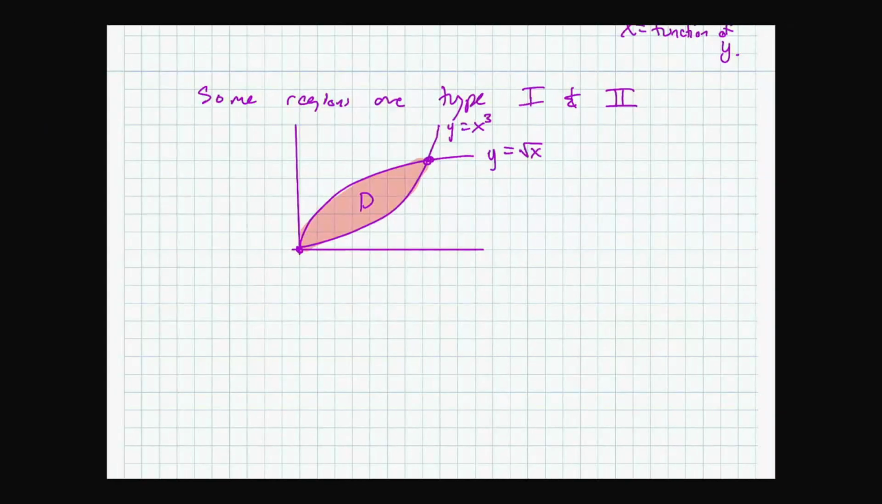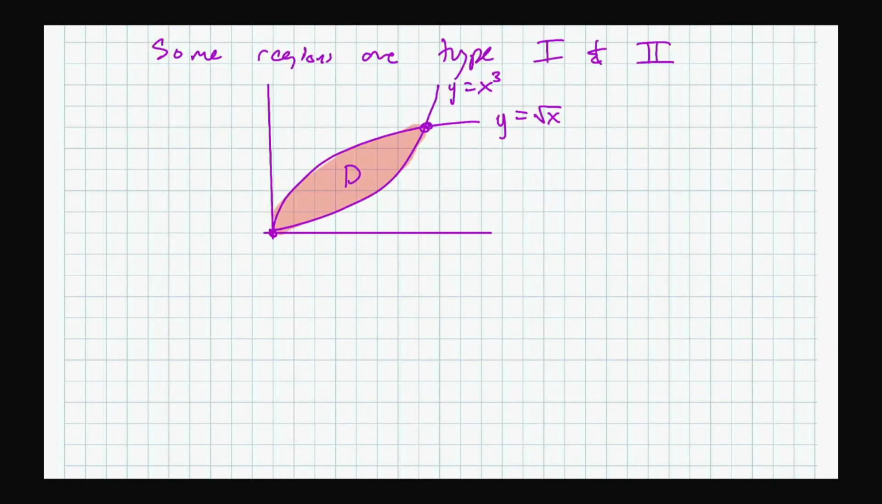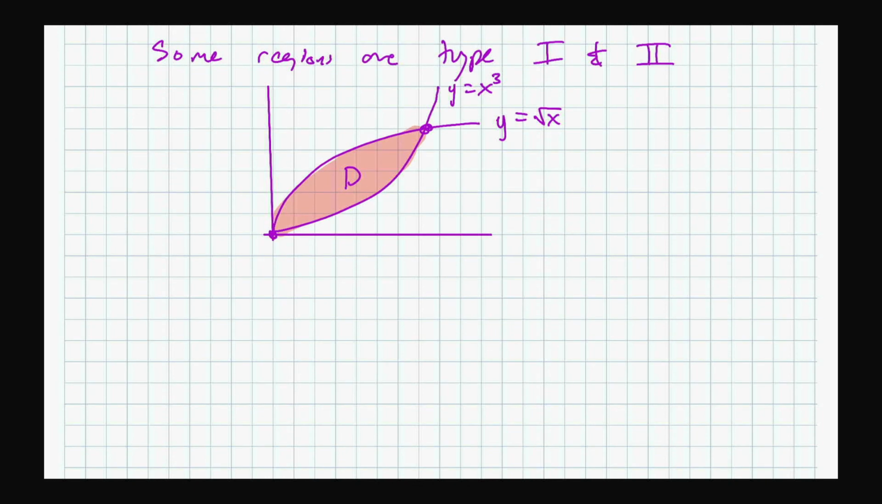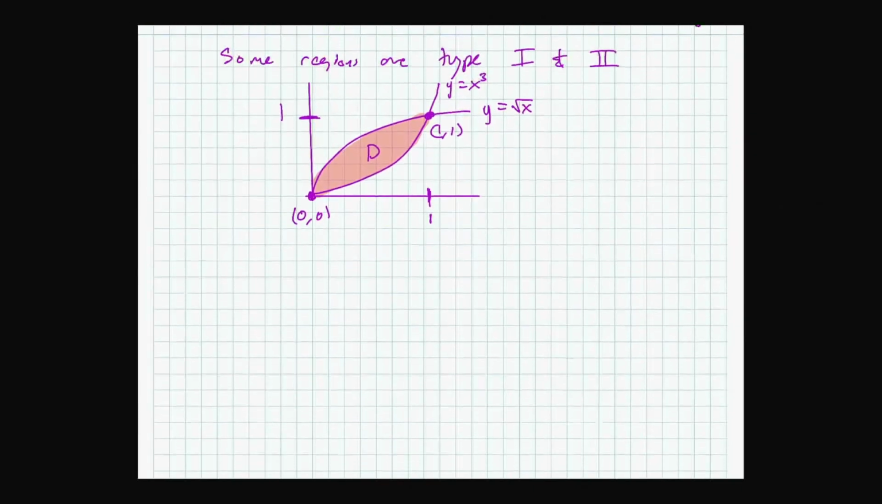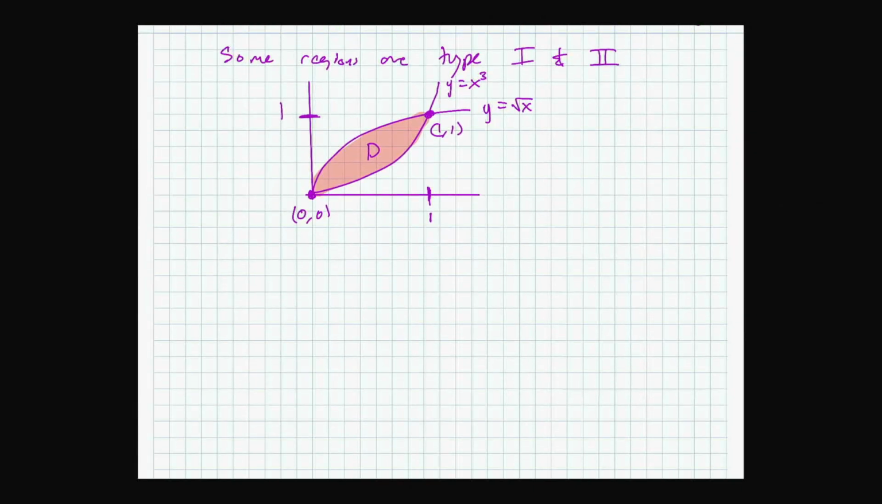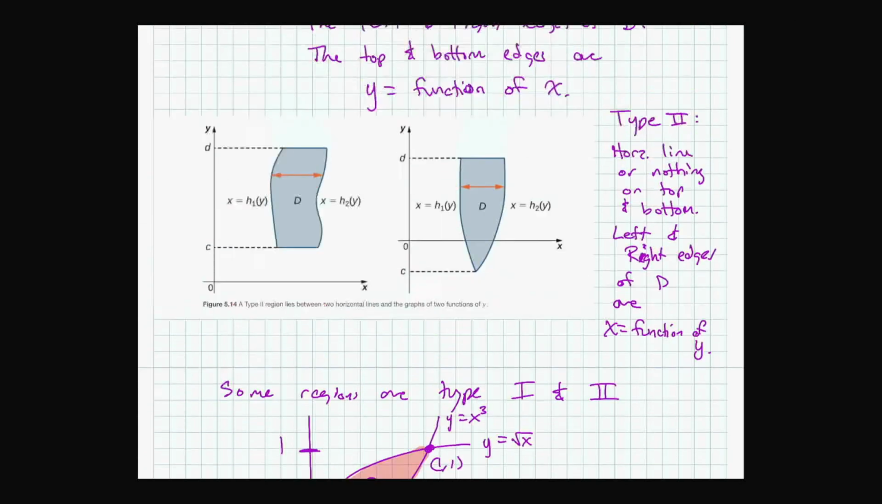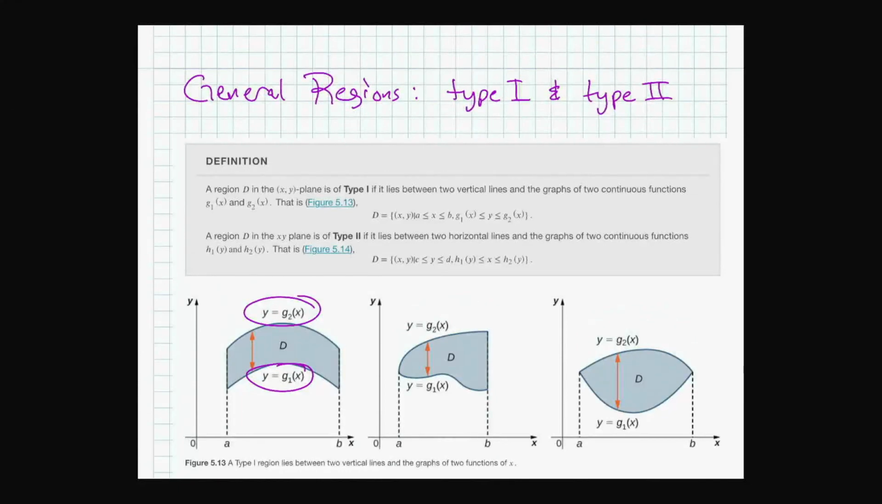So for example, this region that I drew here, let's see here. I guess these would intersect at 1, 1, right? Yeah, that's 1, 1, and then this is 0, 0. Right, so if you wanted to list it as a type 1 region, we're going to follow the definition here. So type 1 means x is between constants, y is between functions.